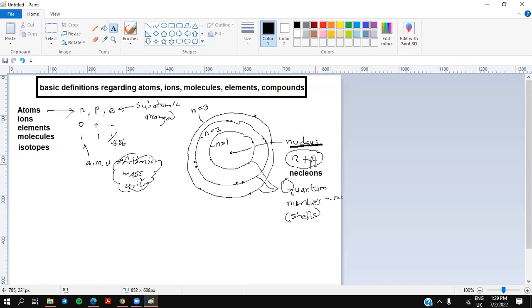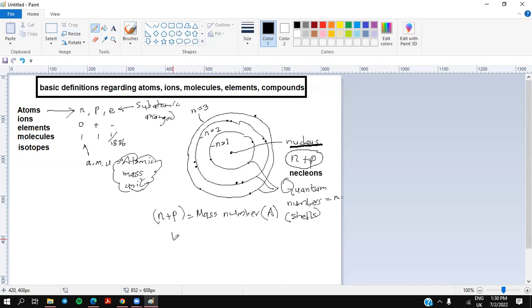Now, nucleons means neutrons plus protons. The addition of neutrons and protons is called mass number. We have a special symbol for this. It's called capital A.